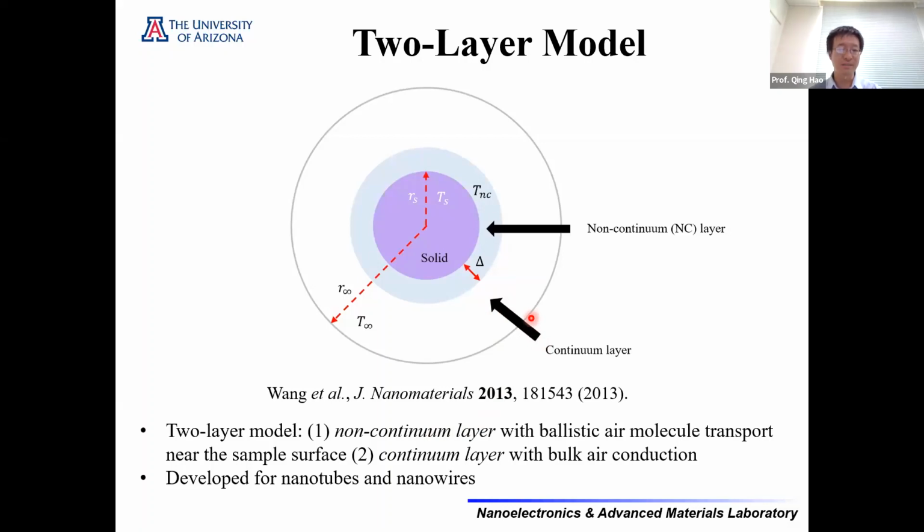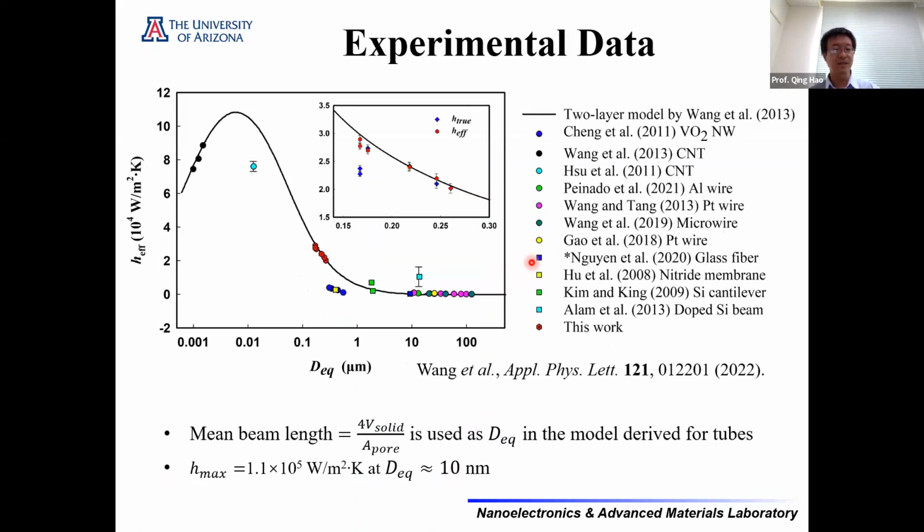So this model was initially developed for the nanotube and nanowire patterns, right? So in our study, we found out the two-layer model can actually be extended to general geometries if we use the mean length of the structure to replace the equivalent diameter of the nanotube in the model. So here I'm showing the comparison between the two-layer model and all the measurement results in the literature. Some are for wires, some for tubes, and some are for thin film and cantilever, right? For our nanoporous thin film, we can find out the data here.